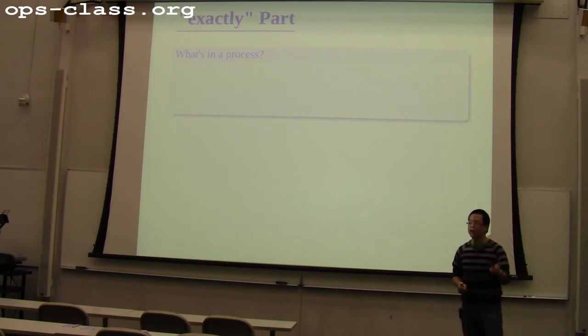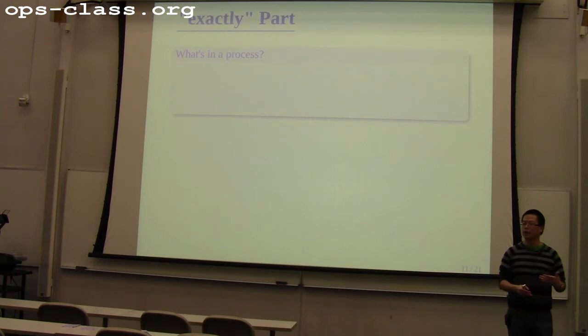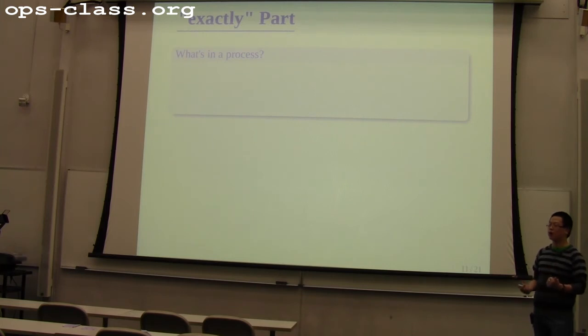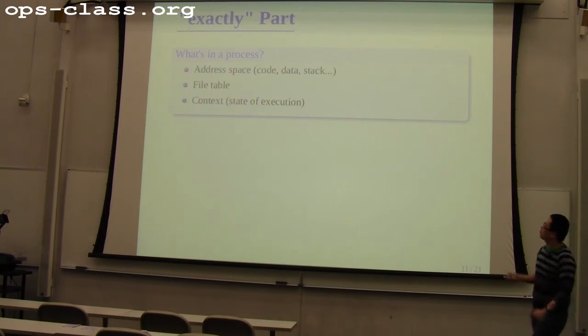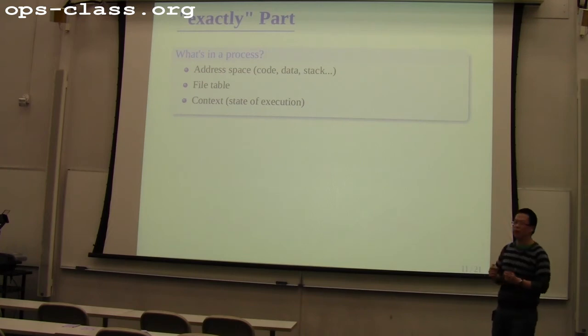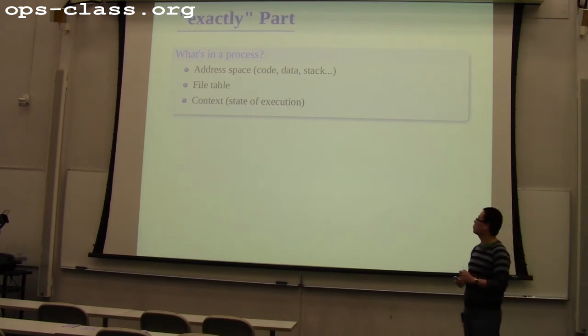Address space, right? Address space is basically everything in the memory. We want to copy everything in the memory that belongs to the parent thread to the child thread, so the child is almost identical to the parent thread. So we have address space, which basically contains all the code, data, and stack. We have the file table, we have a context. Context is basically the state of the execution. In this scenario, it's a trap frame.